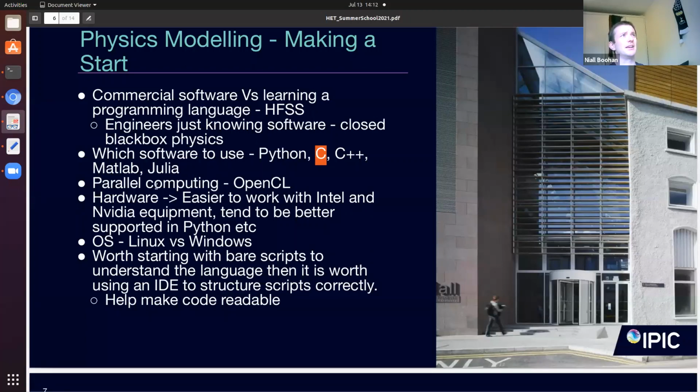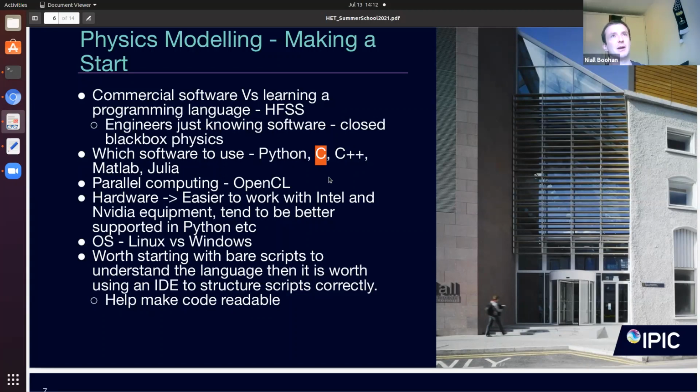Yeah, parallel computing is quite important. So parallel computing, there's different kinds of code in it. OpenCL is quite like C, but it's more for specifically talking to your processor or your graphics card.